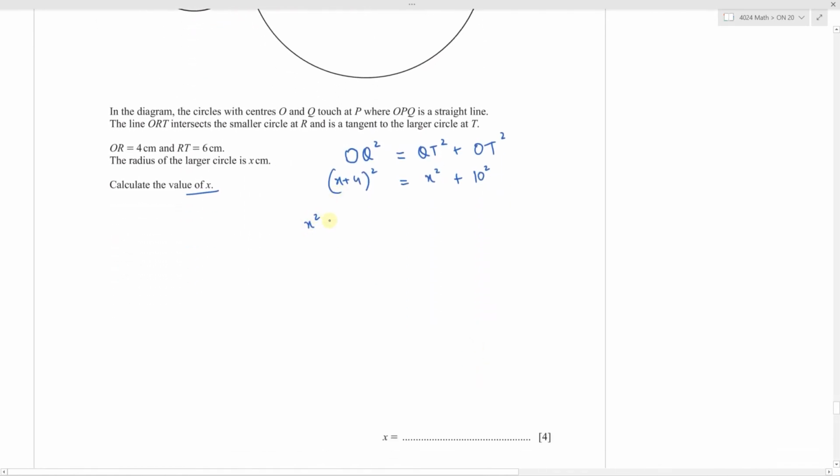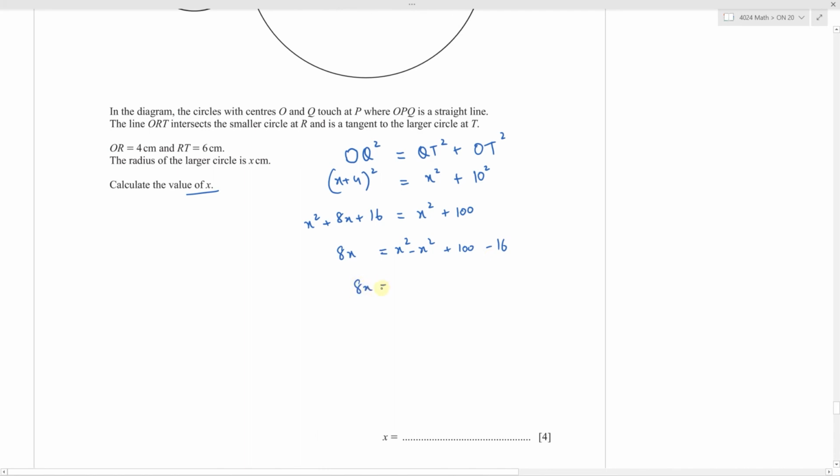So this will become X square plus 2AB, so 2 times 4, 8X, plus 4 square is 16, equals X square plus 10 square is 100. So let's bring everything. Let me bring X square here. So this will be 8X equals X square minus X square, plus 100, and then minus 16. I'll bring 16 here as well. So this will be 0. 100 minus 16 will be 84.